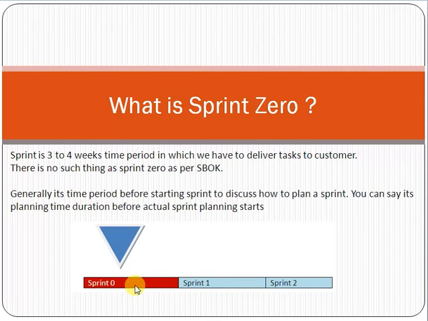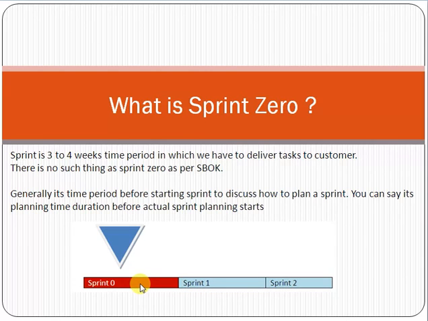If you see this diagram, you can just remember it. Sprint 0 is nothing, because you are not going to deliver anything. It's a pre-planning phase before starting the actual planning of the sprint. Are you getting my point? Sprint 0 is nothing, it's a pre-planning phase before starting the actual planning of the sprint.